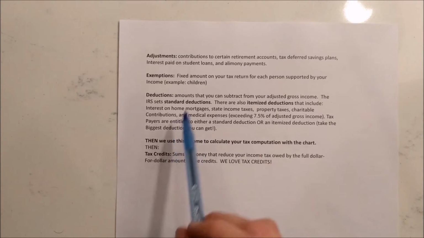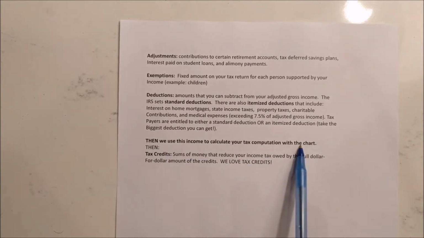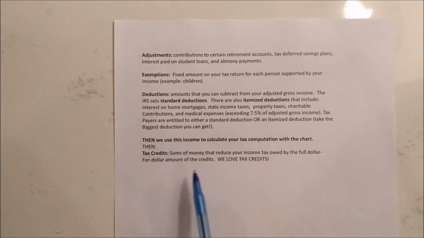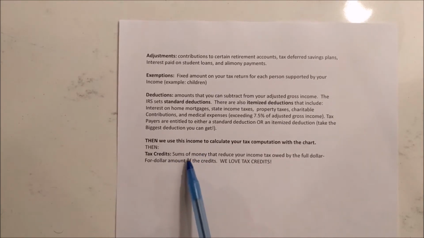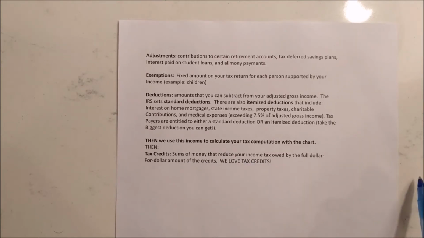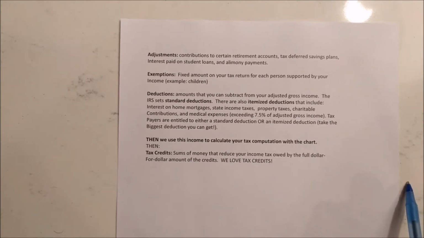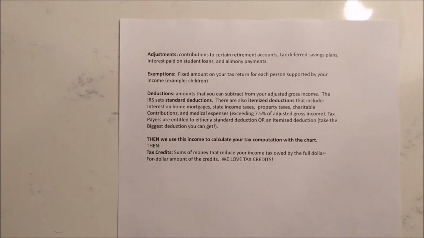So then when we take all adjustments, exemptions, and deductions off of our income, we have our taxable income, and we go to the chart, which I'll show you in a minute, and figure out how much we owe. And then the very last thing is to subtract any tax credits. So what are tax credits? Sums of money that reduce your income tax owed by the full dollar for dollar amount of the credits. We love tax credits. So now let's try a problem.